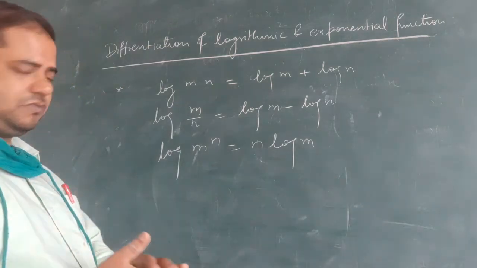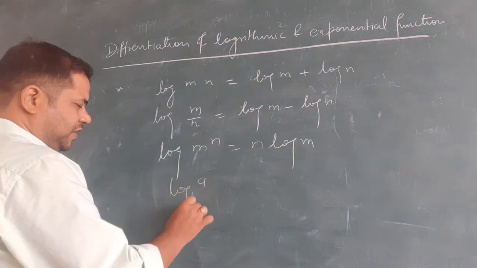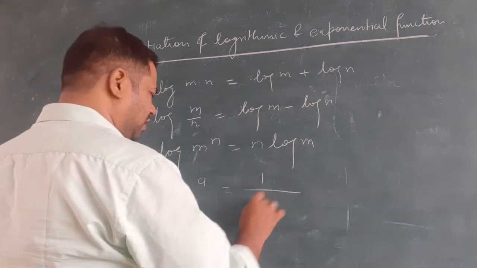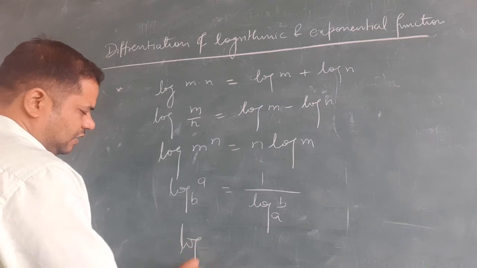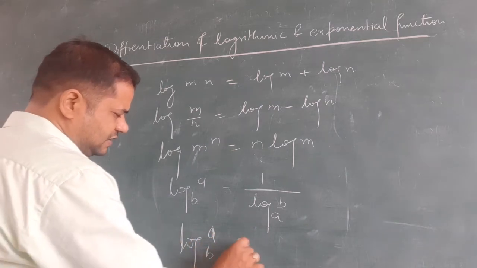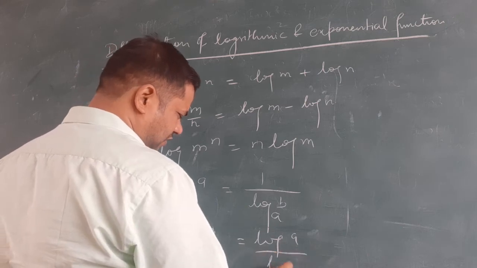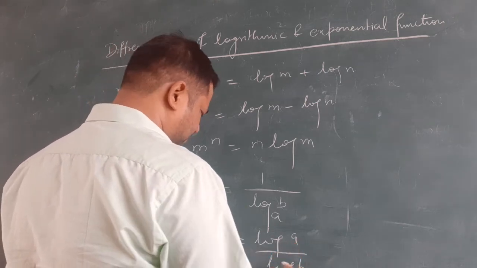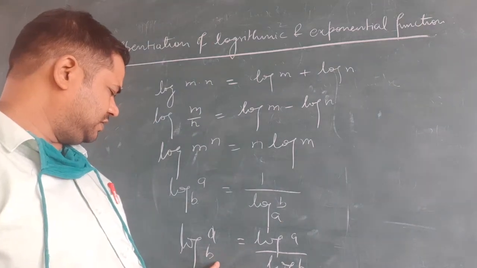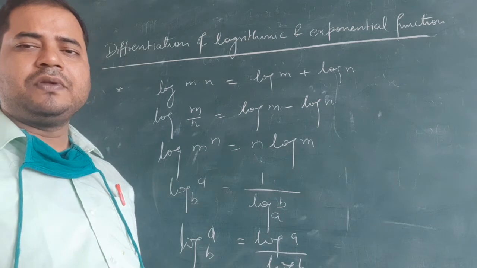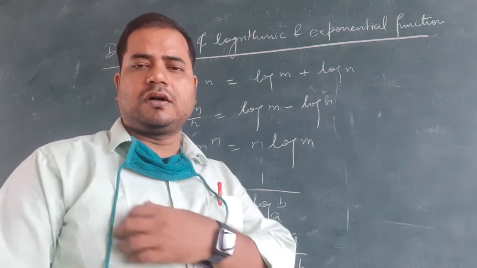Okay, now another formula, log a base b is equals to 1 upon log b base a. Log a base b is log of a upon log of b at any base. Okay, so these are some formula based on log.